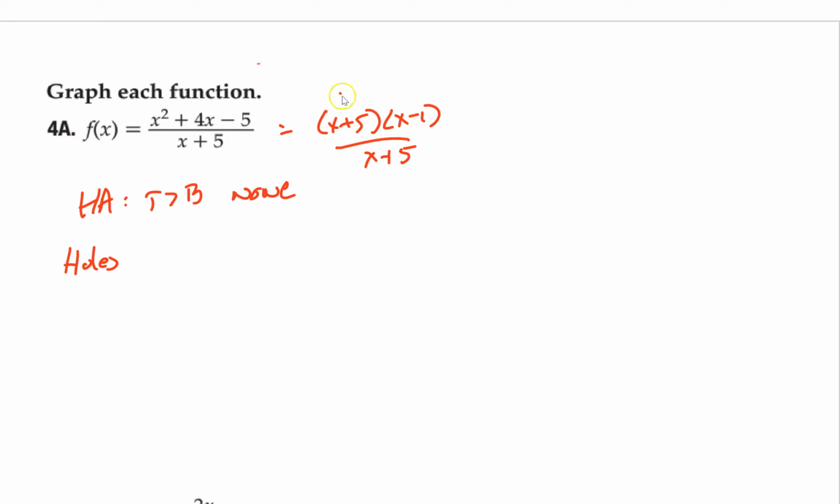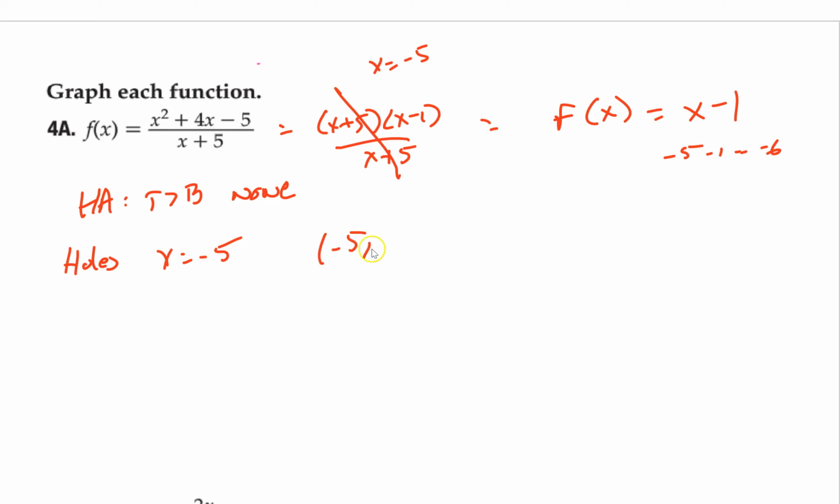Hey, we have a hole in this one. These cancel. Remember, it's like vertical. So what makes it 0? x equals -5 is the hole. So we have this left over. f of x equals what didn't cancel out, x minus 1. And if you want to figure out where the hole is at, you just plug it into the equation. So -5 minus 1 is -6. My hole is at -5 and -6.